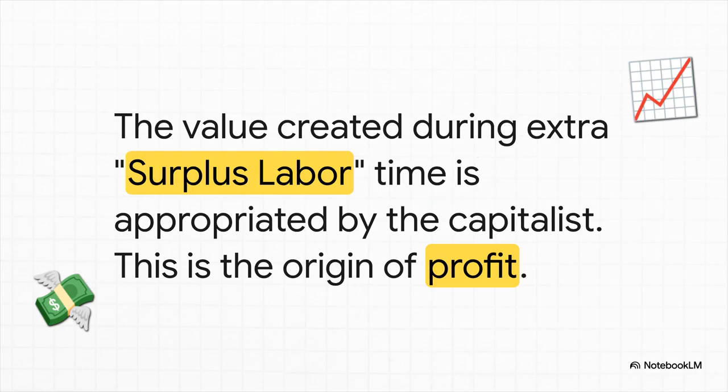Well, that is surplus labor. It's unpaid labor that creates surplus value directly for the capitalist. And this, Marx says, is the hidden source of all profit. It's not cheating. It's baked right into the system.